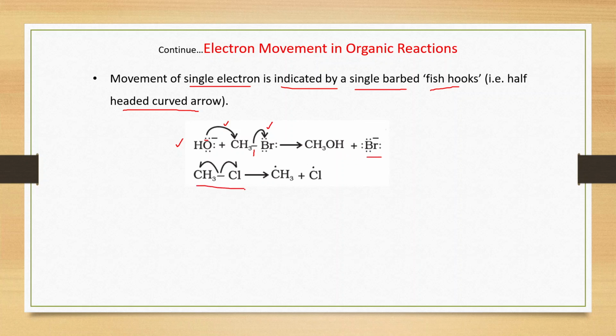Now in this, from this bonded pair of electrons, one electron is shifted to this carbon and one electron is shifted to this chlorine. That is, a single electron is shifted. Shifting or movement of a single electron is indicated or represented by the half-headed curved arrow. This one is the half-headed curved arrow.